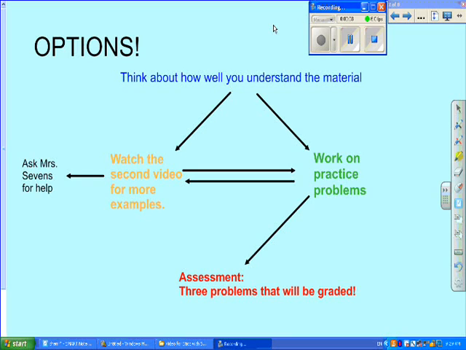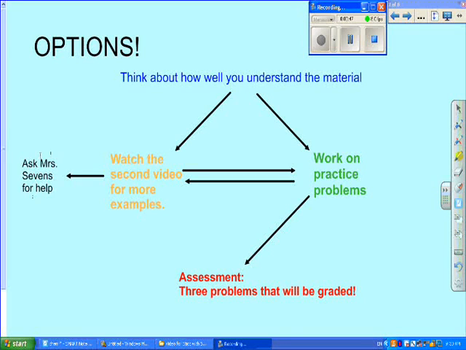So now that we've gone through the notes, it's now time for you to work on some practice problems, either on your own or with one other person, one other partner. Before you do that, I want you to think about how well do you understand the material. My number one rule of life is know yourself. You know how well you understand this material. Do you want to go straight to working on the practice problems, or do you think that you need a couple more examples before you understand the material? You do have the option, if you're watching these second videos and you're getting it, to turn them off and go to the practice problems. And you also have the option, if you're working on these practice problems and you think you need a little bit more help, you can go back to watching that second video.